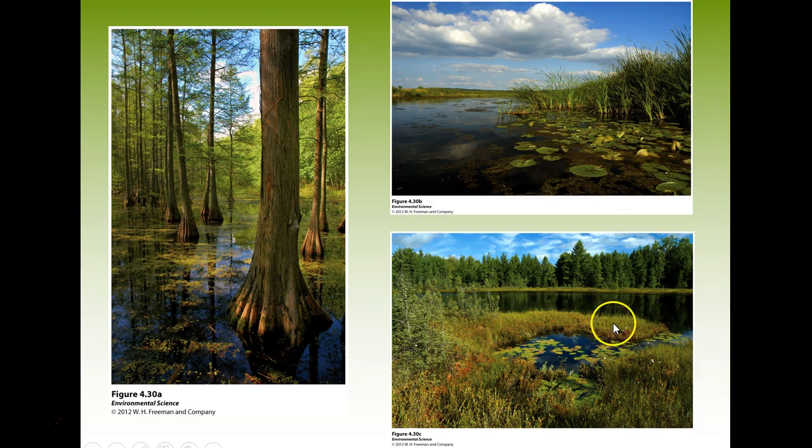And down here we have a bog. Bogs are not really good at growing things, but you look at this and you say, well, why is there so much vegetation down here?